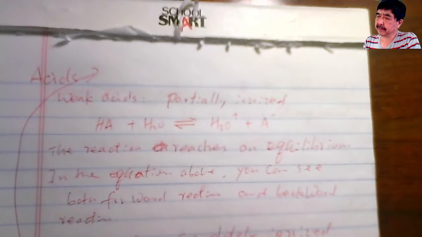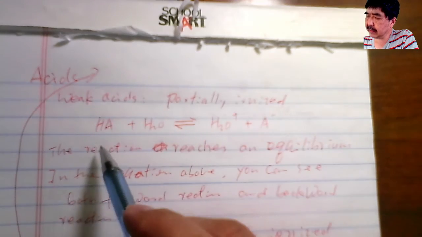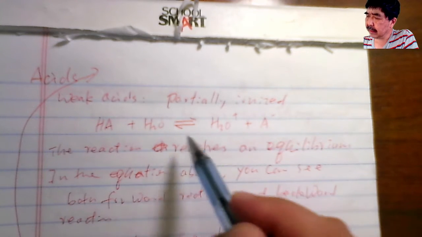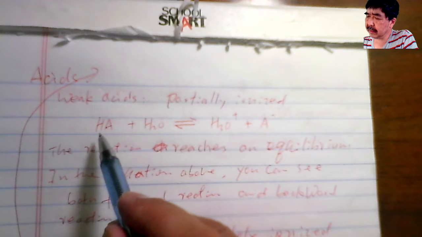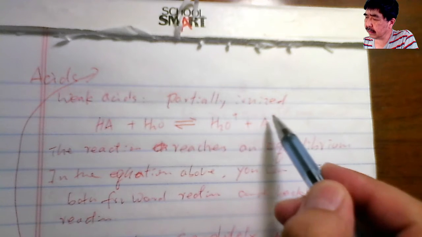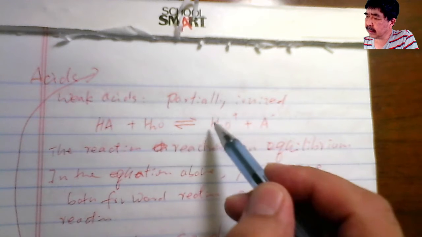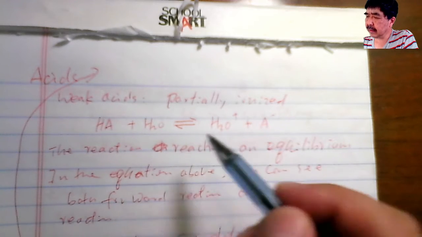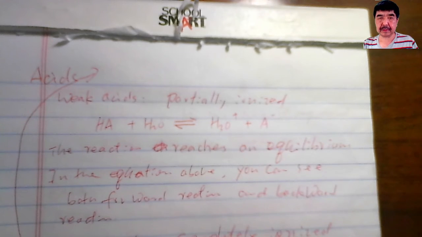Weak acids are partially ionized, and weak acid ionization reactions have two parts. One is a forward reaction, another one is a backward reaction. The forward reaction is the acid and water forming a hydronium ion and a negative ion, and the backward reaction is the hydronium and the negative ion forming acid and water. Those two parts eventually come to an equilibrium.